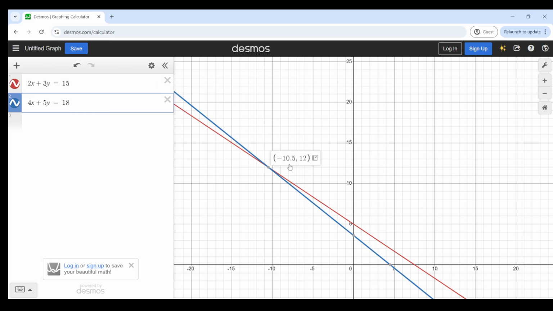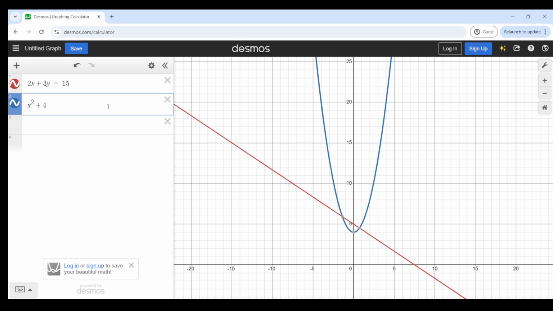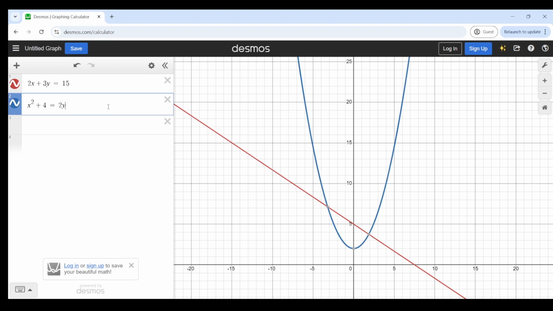All we needed to do was put both equations into Desmos, and it gave the answer negative 10 and a half, 12. We can even do that if I change this equation to something like a parabola. So let's say I make it x squared plus 4 is equal to 2y or something like that.